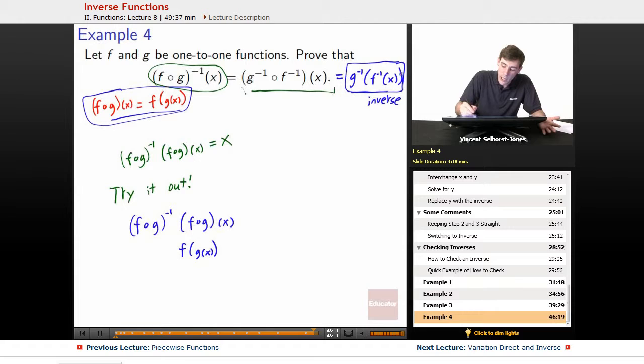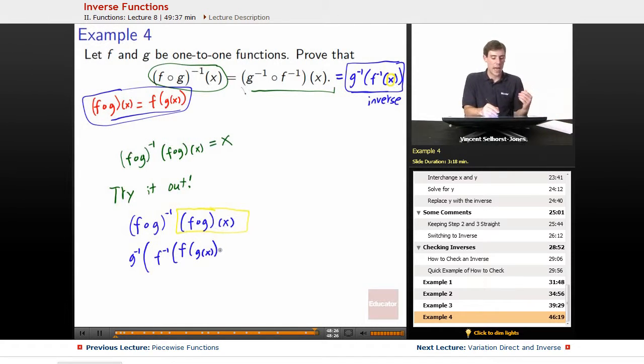What's going into it here? What's going into it here is this whole thing, right? So it's going to be g inverse acting on f inverse acting on f acting on g acting on x. And then we close up all of those parentheses. So that's a little bit confusing. But hey, we're seeing inverses right next to functions, right?